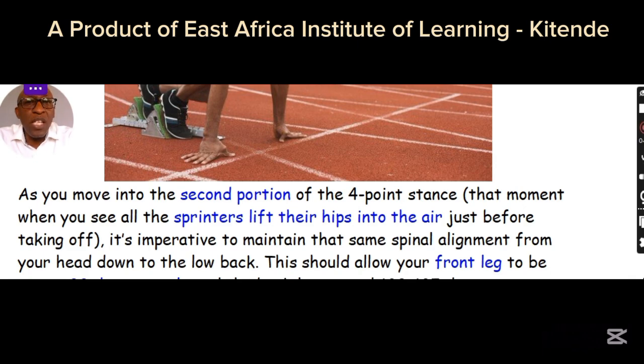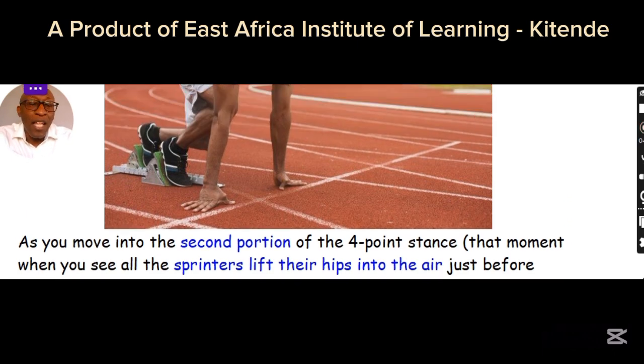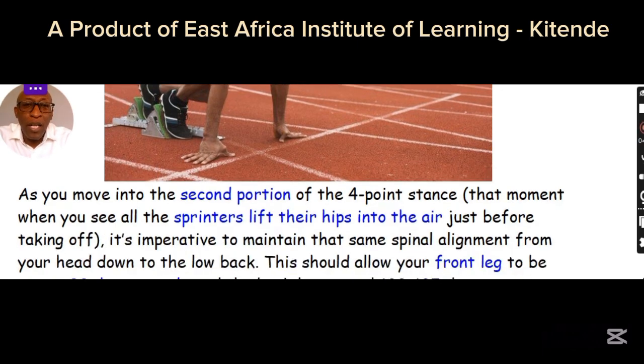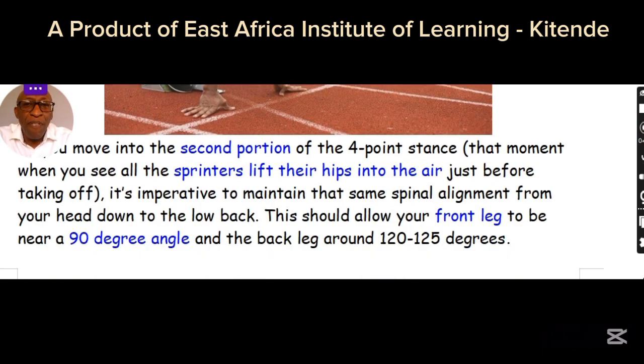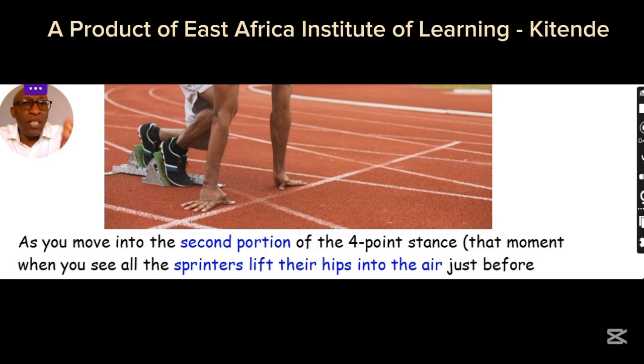Now, as one moves to the second portion of the 4-point stance, the limbs are still on the ground, and when it's get on your mark, get set, the sprinters lift their hips into the air. You notice in this particular case, the hips are off the ground, and then the front leg is at 90 degrees. Are you not seeing? It's about 90 degrees.